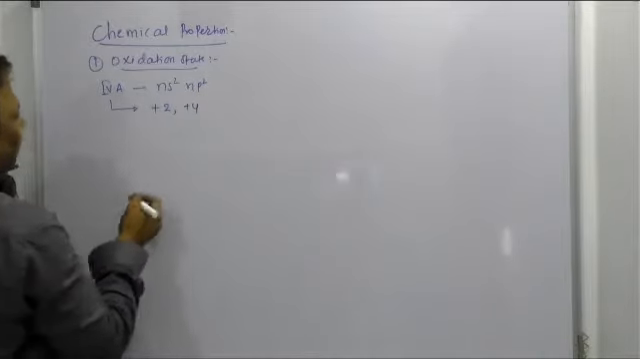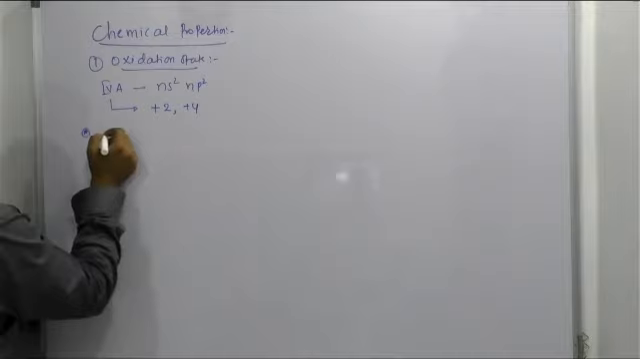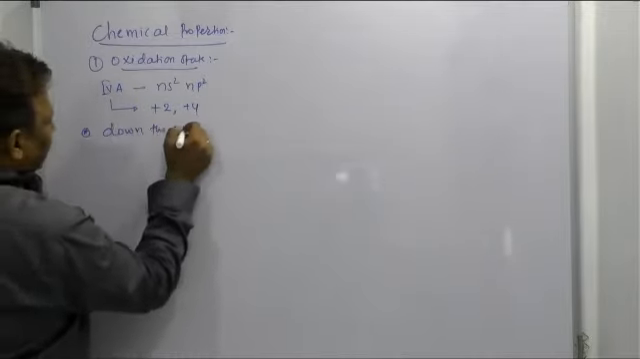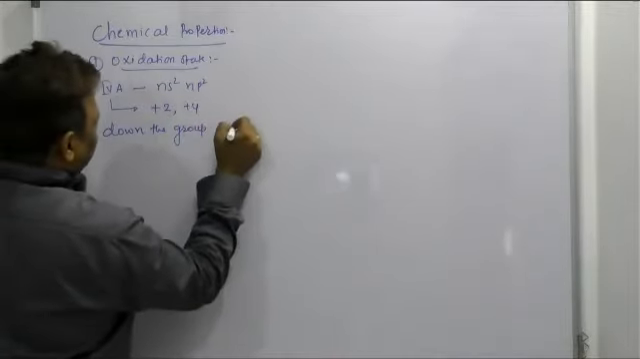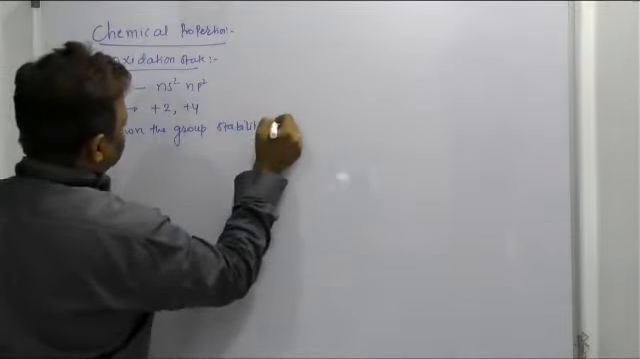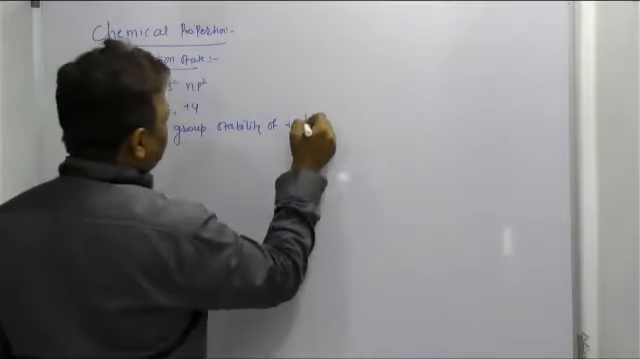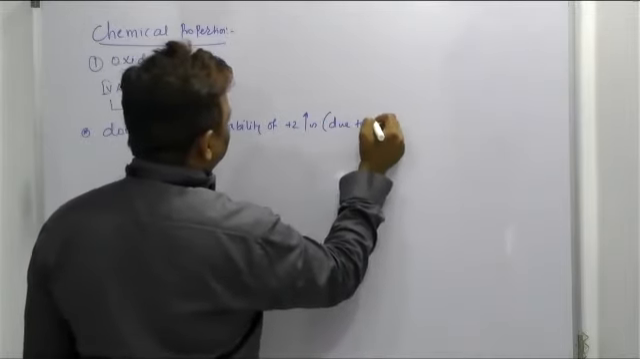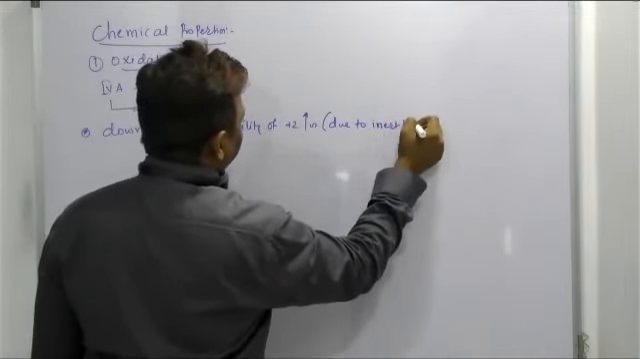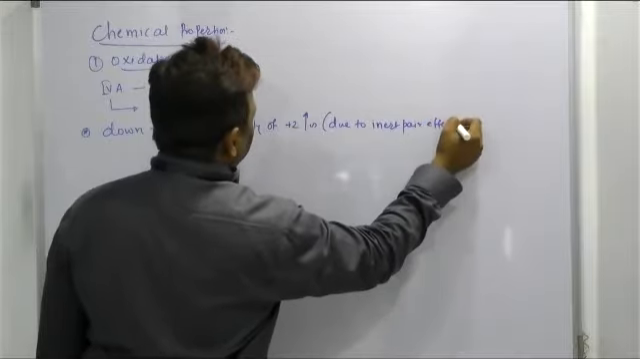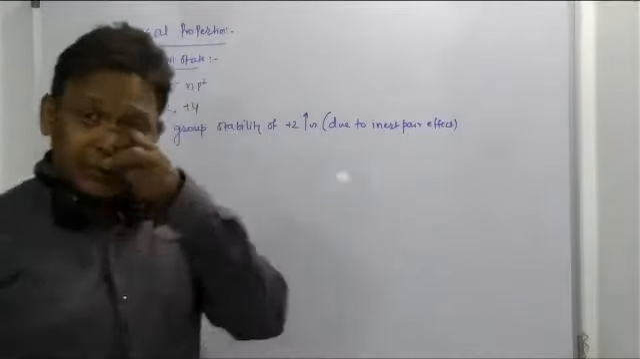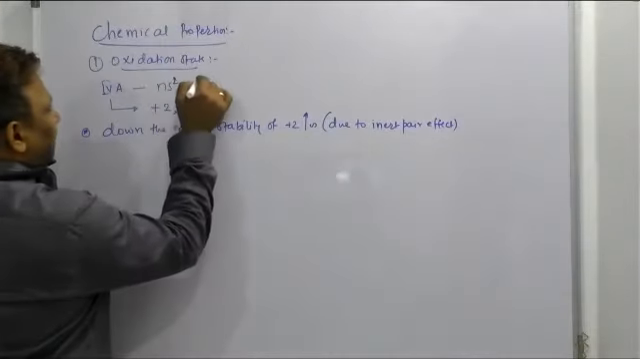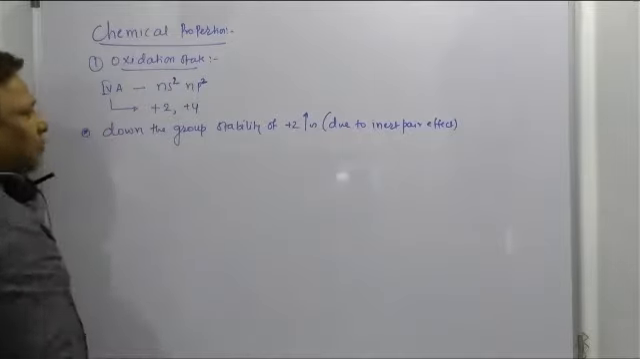But we know that as we go down the group, the stability of +2 increases. And why does it increase, beta? Due to the inert pair effect. Sir, what is the inert pair effect? Beta, the electrons present in the s orbital do not participate in bond formation. Means the electrons in the s orbital cannot easily be involved in bond formation.